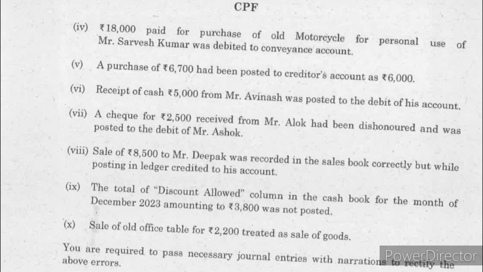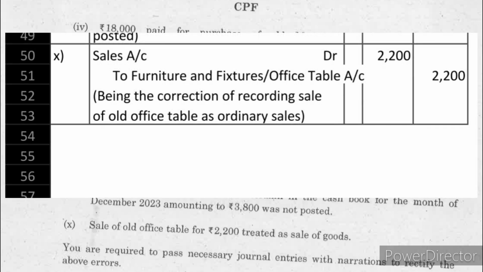10th transaction. Sale of old office table for rupees 2,200 treated as sale of goods. This is an example of error of principle. Rectification entry will be sales account debit rupees 2,200 to furniture and fixture or office table account rupees 2,200. Narration. Being the correction of recording sale of old office table as ordinary sales.